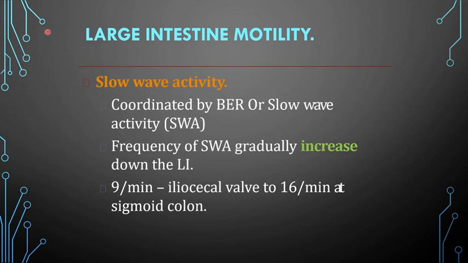So now we will move into large intestinal motility. Basically in the large intestine there will be slow wave activity, which is again coordinated by the basic electrical rhythm or slow wave activity. The frequency of this slow wave activity gradually increases down the large intestine: 9 per minute at the ileocecal valve to 16 per minute at the sigmoid colon. This is the number of slow waves occurring per minute.